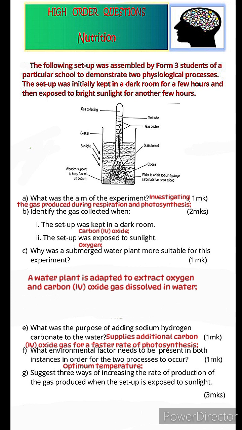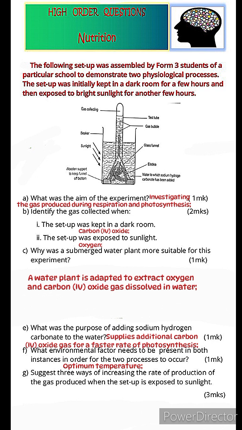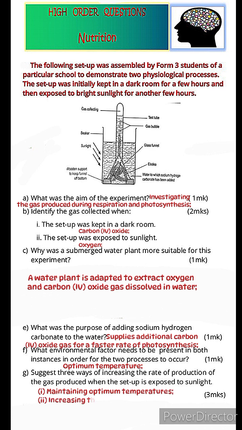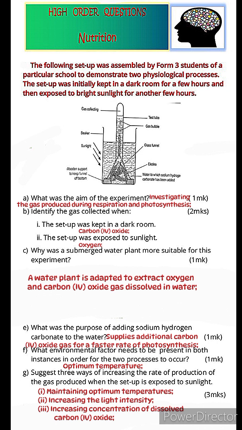Moving on to the last one, suggest 3 ways of increasing the rate of production of the gas produced when the setup is exposed to sunlight. So essentially the question is just asking us, how do we speed up the process of photosynthesis? Number 1, maintaining optimum temperature. Point number 2, increasing the light intensity. And last one, increasing the concentration of dissolved carbon dioxide. And there we have it.